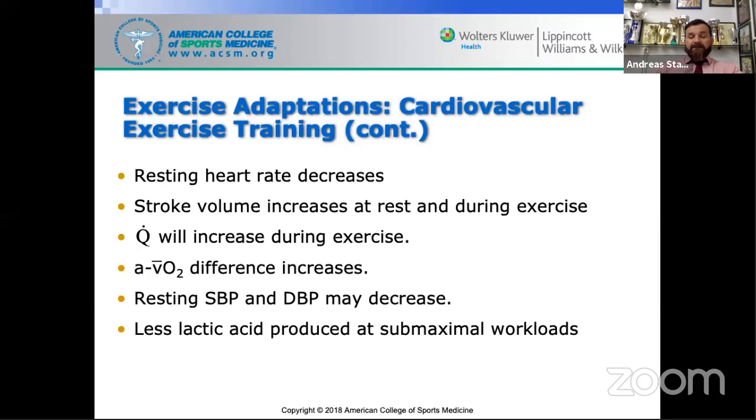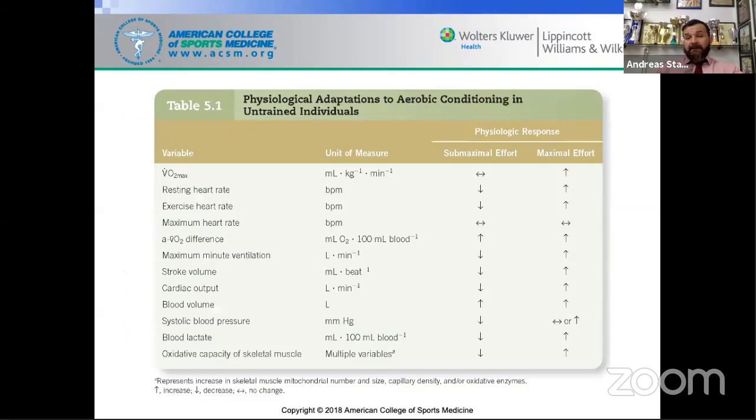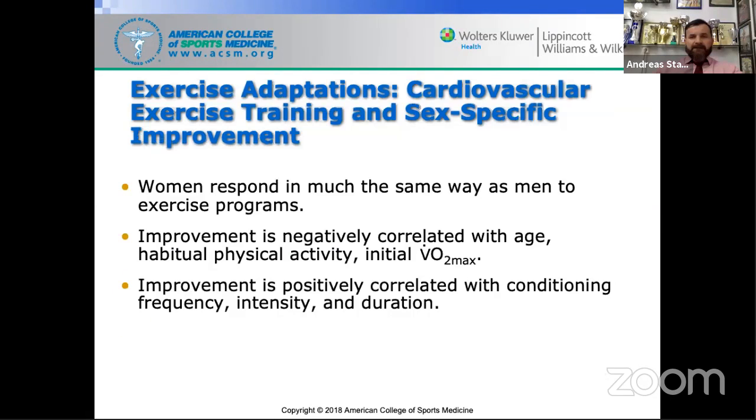The difference will increase between the arterial system and the venous system. Resting SBP and DBP may decrease and less lactic acid will be produced at sub-maximal workloads. Again, a little more efficient. You can see the table here. What else? Yeah, sex-specific improvement.